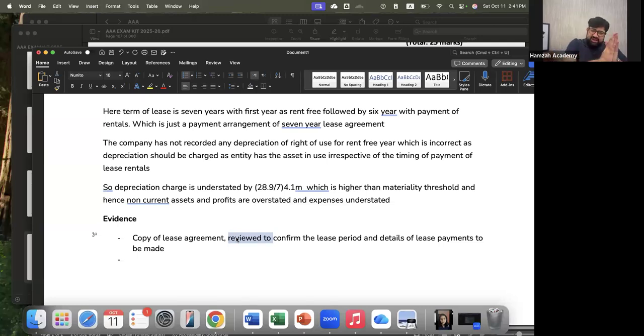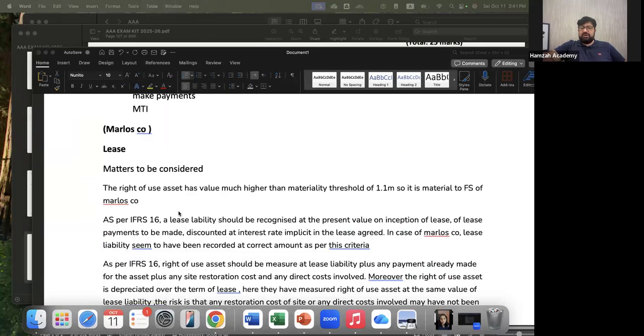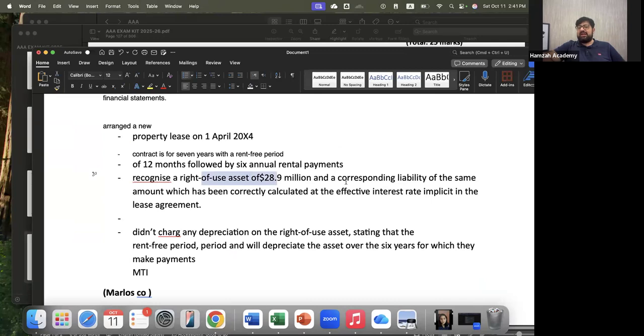I am checking the file. In the file, this evidence, the copy of the lease agreement, is there. Yes, there. Now I will see whether it is marked, showing it is reviewed to confirm the lease period and details of lease payments to be made. Now, the second point is right of use asset and lease liability calculations.